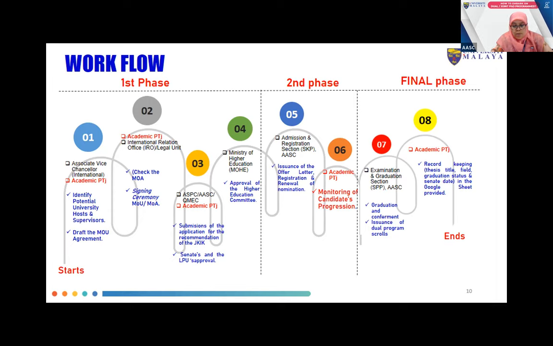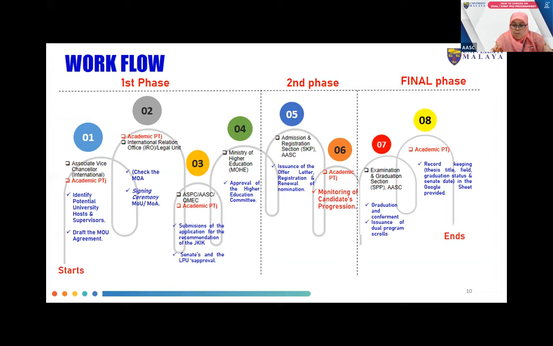But I believe from past experience, the students succeed, even though some of them require more than the maximum period. They managed to graduate with the extension of education. We also facilitate that so that at the end of the day, the students get their degree.